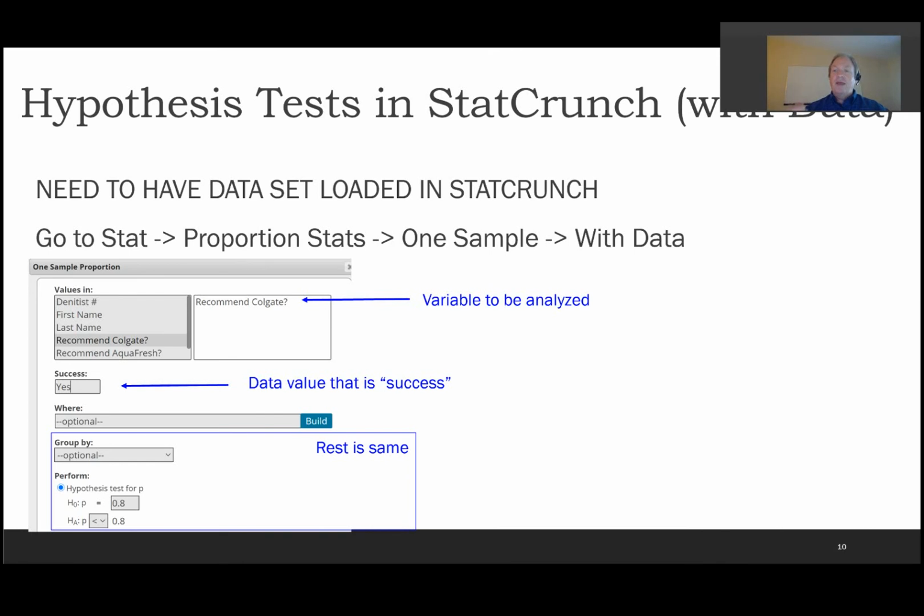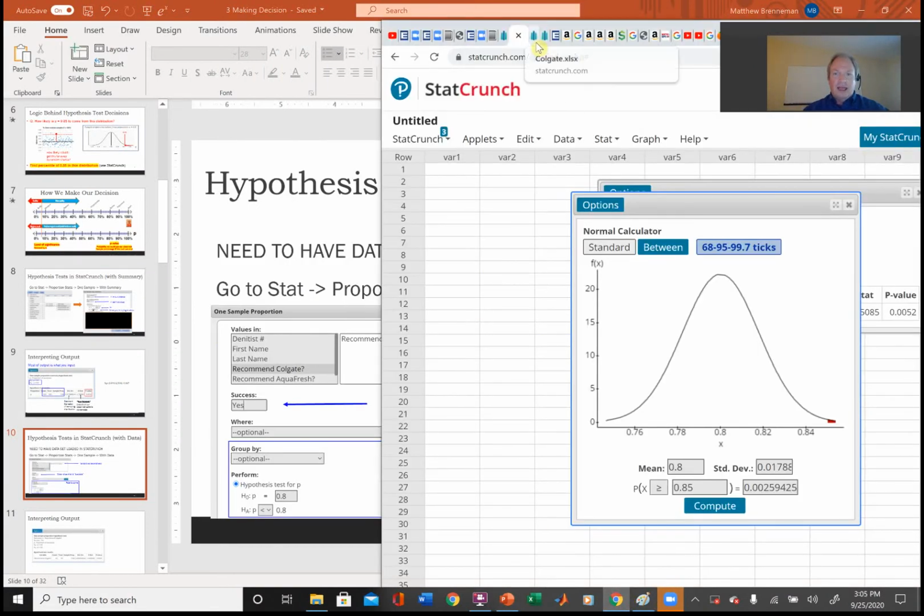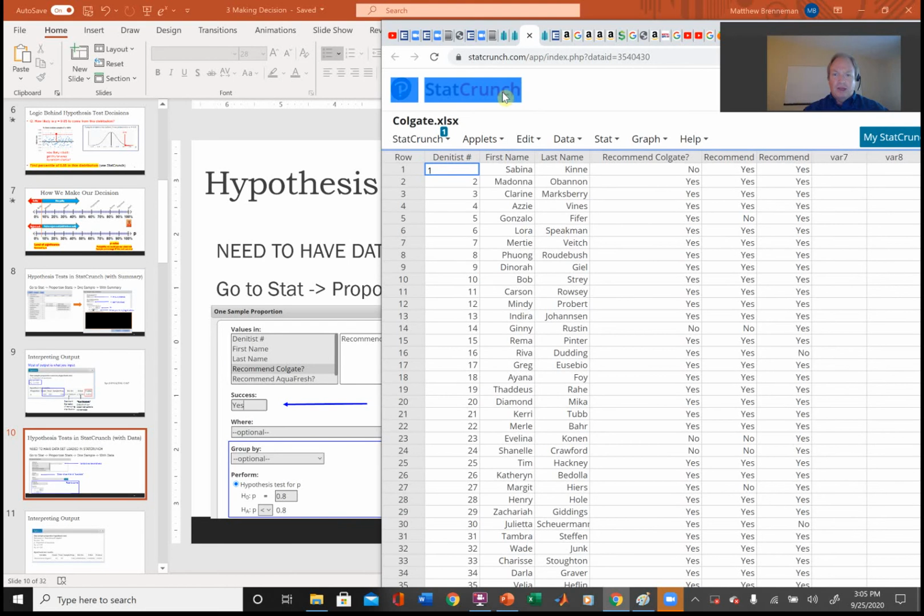Now there's another way that you can run a hypothesis test, and that is with an actual data set. And I'm going to look at this Colgate data set that we've been talking about, right? So if I go back up here to StatCrunch and I pull up the Colgate data set and load that up.